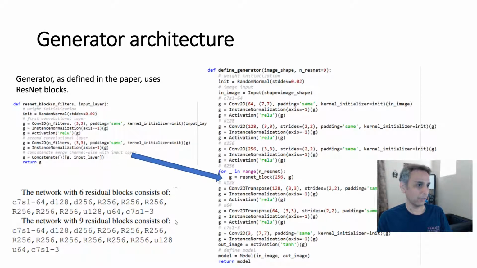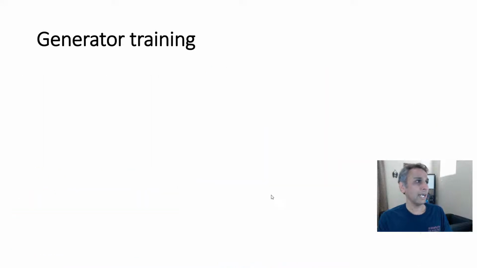And then comes your U128, Conv2D transpose 128, and then 64, and finally C7S1, which is basically your convolution, 7 by 7, stride equals 1, and 3 channels right there. I mean, the RGB channels that we would like to export right here. So once you understand this paper, I think it's pretty easy for you to put these things together. So let's go ahead and now let's see how we are going to train our generator.